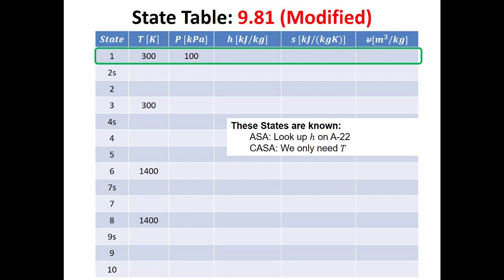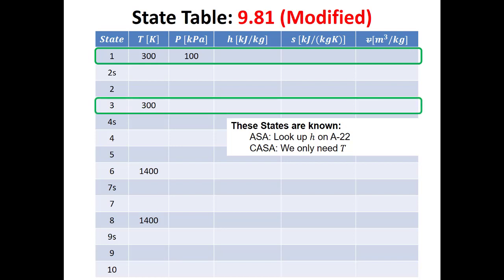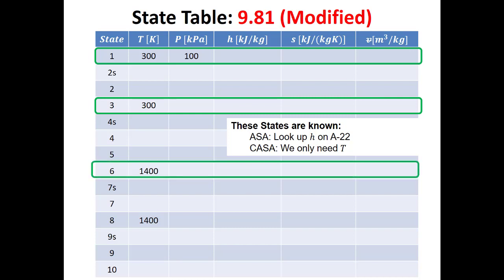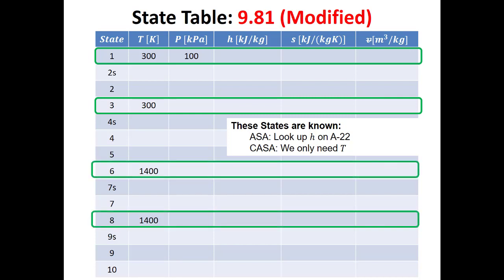So I know state 1, or at least I can look up all the information that I need. And remember, I would look up PR in this case on table A22 as well, even though I don't have that here on my state table. I could do the same with state 3, where either I know the information that I need if it's cold air standard, or I could easily find it on table A22. I can do the same on state 6 and on state 8.